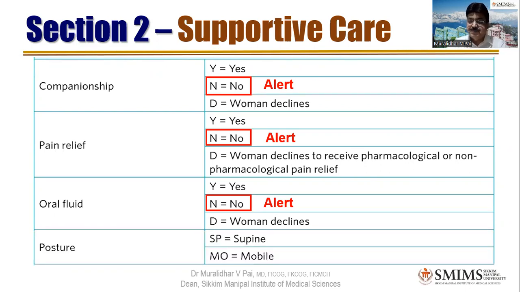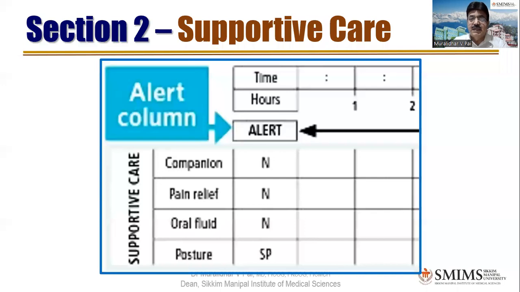And then posture. If she is in supine posture, it is dangerous. If she's mobile, it is better, or if she's in the left lying position, it is better. So supine is an alert. I keep on telling this to all my PGs everywhere: whenever I see a patient in the labor room lying in the supine position, I tell the PG, you have not informed her that she should be lying down in the left lateral position. So let us see how to plot this.